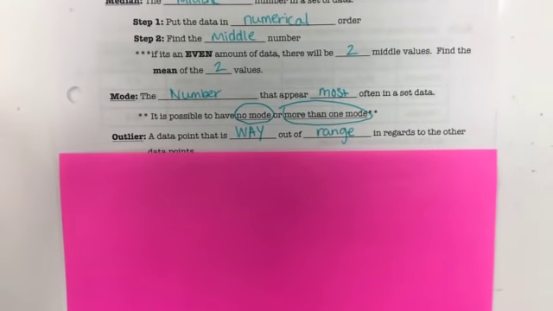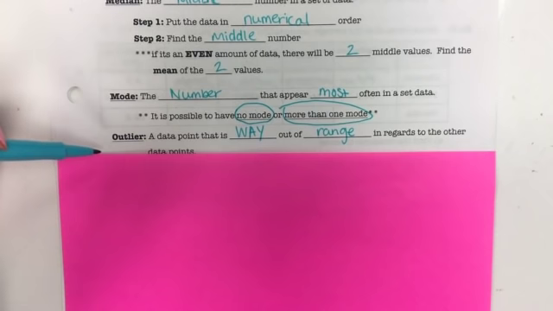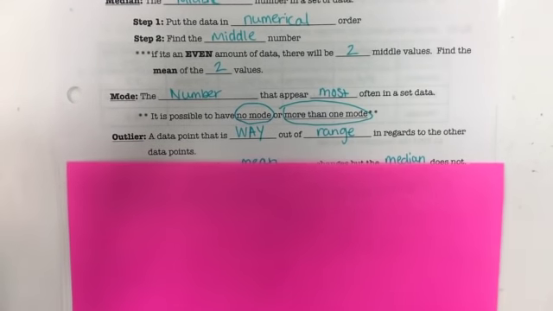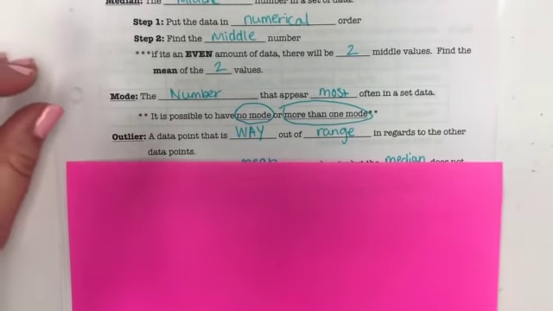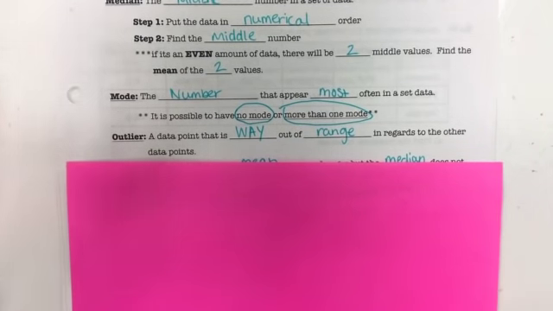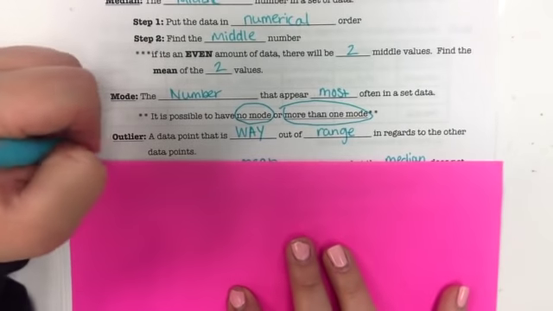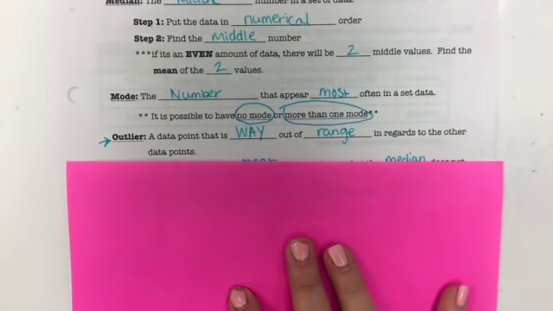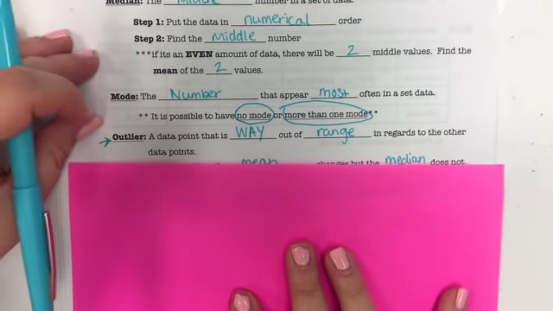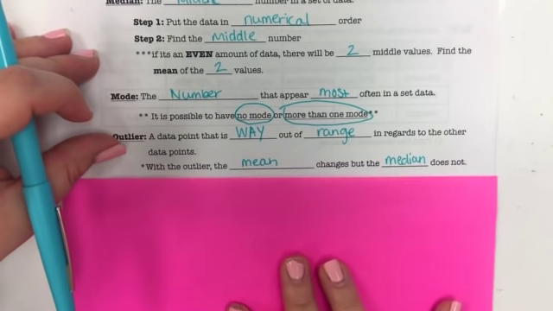Lastly, we're going to talk about outliers. Outliers help us determine the best measure of center. Outliers are any data points that are way out of range in regards to the other data points. So if you have one number that's way far away from all of the other data points, that could be an outlier. Later in this unit, we will figure out how to prove whether a number is an outlier or not. So we will get there in the next couple lessons.